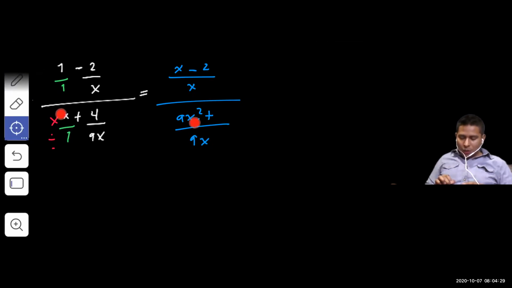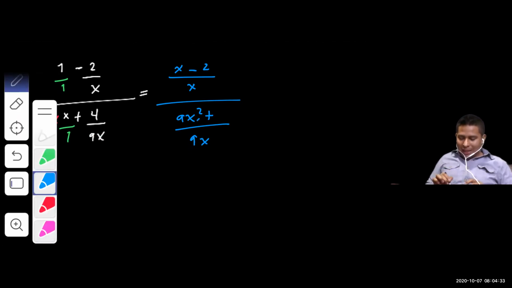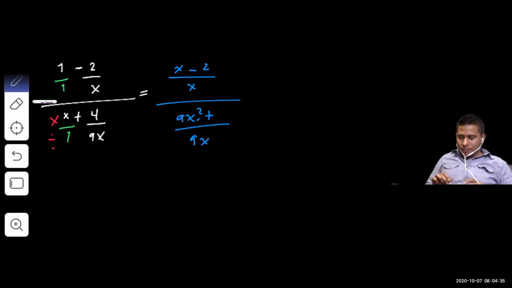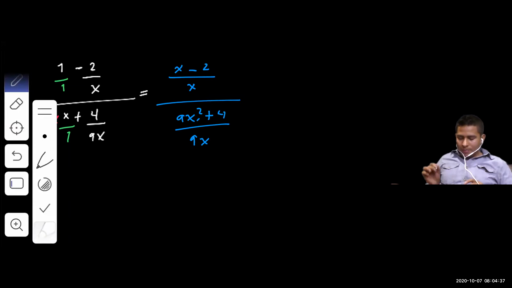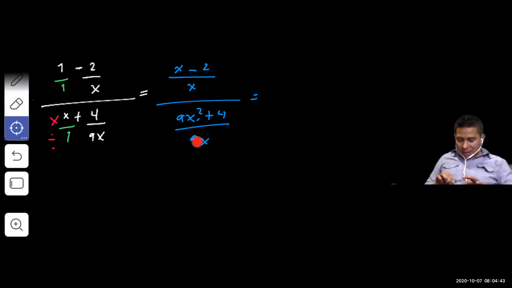Multiplying x, 9x squared. 9x divided by 9x, the same quantity, is 1, times 4, guys, my numerator, 4. And that's it. Okay, this is what I got, guys. Not 4x. No, this is 1. Okay, 1 times 4 is 4.